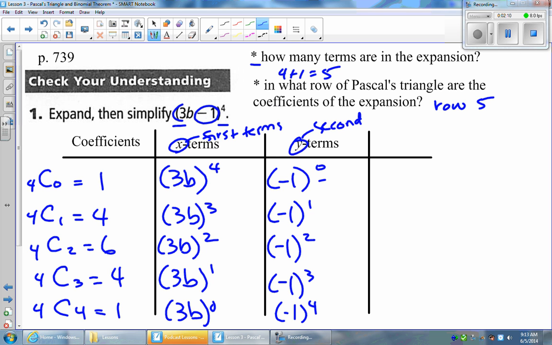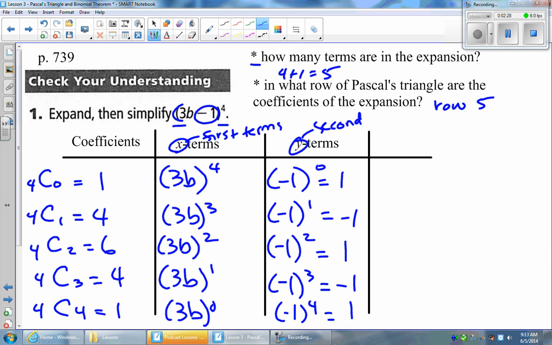Now these are easy enough. I can actually evaluate them right now. Negative 1 to the power of 0 just gives you 1. This is negative 1. Negative 1 squared gives you positive 1. Negative 1 cubed gives you negative 1. And negative 1 to the power of 4 gives you positive 1. So you can see the pattern. The negatives are every second term here.